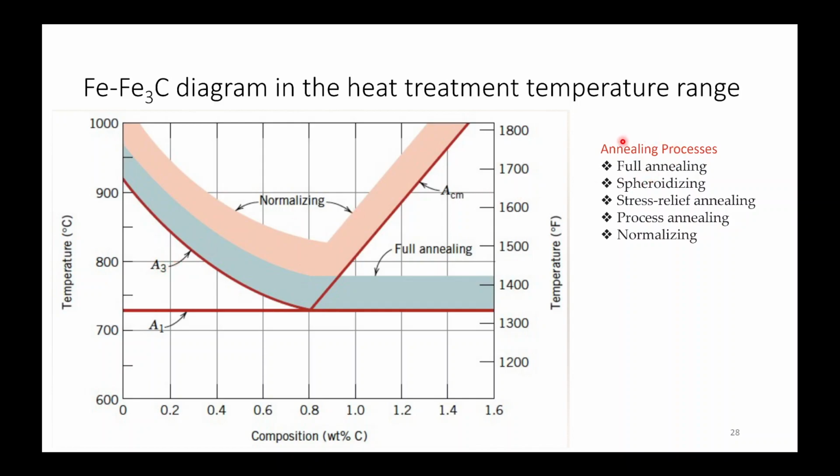So these are various annealing processes. First is full annealing. In that case you will be heating it above this lower critical temperature. And spheroidizing, in this case it will be heated up to a higher temperature for spheroidizing your cementite. Stress relief will be below the lower critical temperature, just to relieve the stresses. Process annealing will also be below the lower critical temperature. Normalizing will have a different cooling rate compared to annealing.